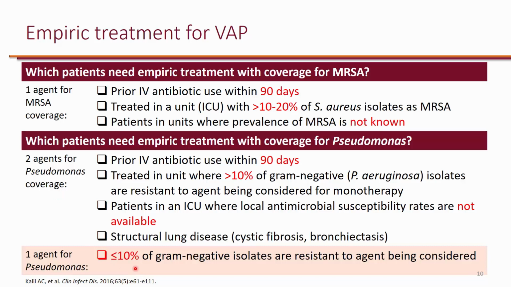Now, if we are in an ICU where the susceptibility rate for a specific agent is more than 90%, in other words, the rate of resistance is less than 10%, then a single agent is sufficient.